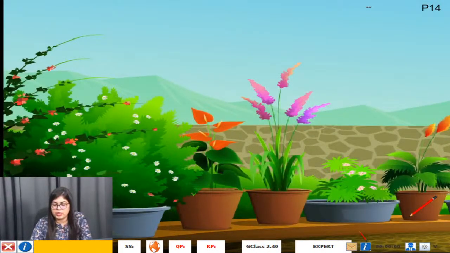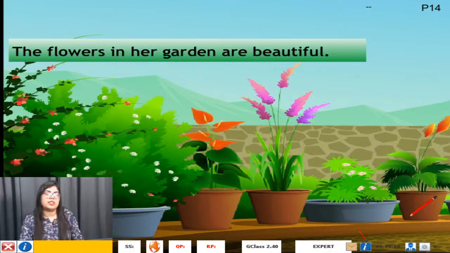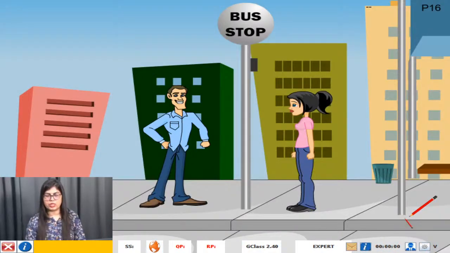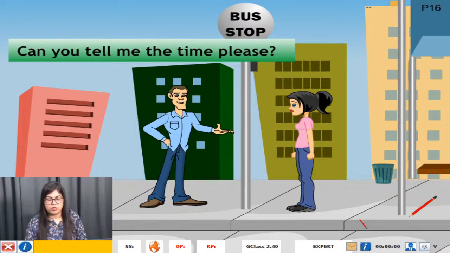Now let us see. There are many flowers here, flower pots. The flowers in her garden are beautiful. Here we are talking about particular flowers, the flowers which are growing in her garden. We are not generalizing flowers here. Now let's move on to the next part. Here it's a bus stop and maybe these people are waiting for the bus. This boy is asking the girl, can you tell me the time please? Here we are talking about the time at that particular moment. That's why he's calling it the time.